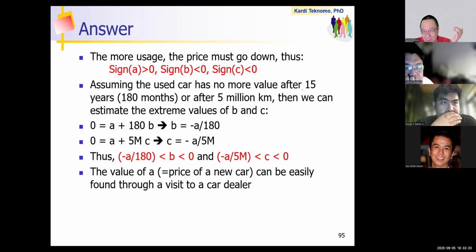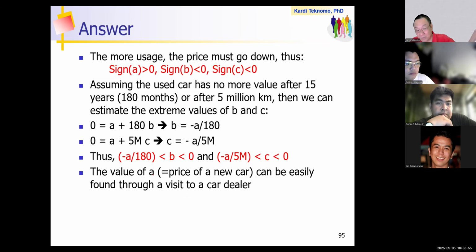If you don't like 15, you can put any number that you like, say 12 years or 20 years. So I have no more value after 15 years. That 15 years means 180 months, or after 5 million kilometers. This is very extreme. Based on these extreme values, you can estimate the range of B and C.